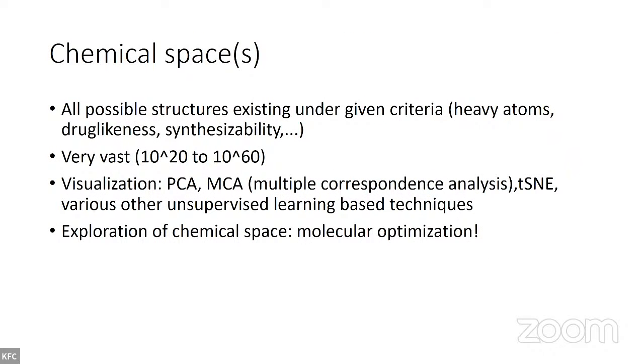One more thing to talk about in this similarity part is the concept of a chemical space, or chemical spaces. What's a chemical space? It's an abstract concept that basically means all possible structures that exist under given criteria. A very typical example would be synthesizable chemical space under some drug-like parameters: a maximum number of heavy atoms, maybe some Lipinski-like cutoffs, limits on the synthesizability, such things.